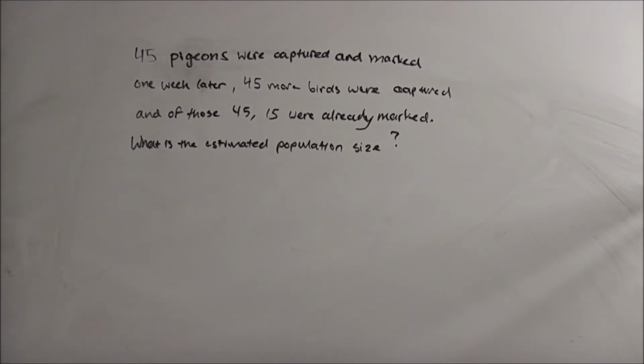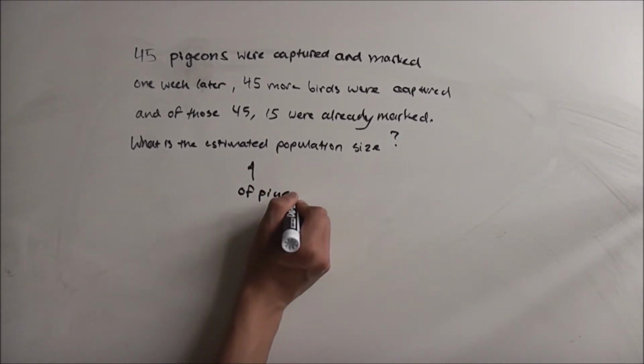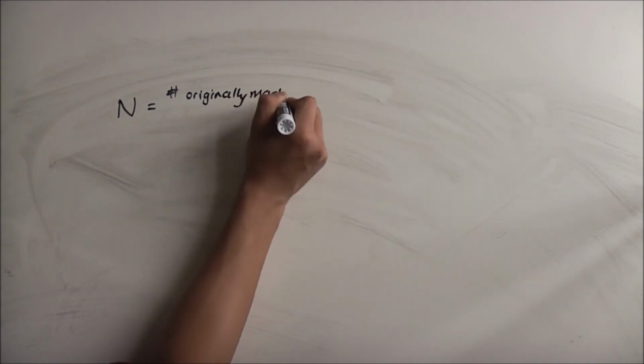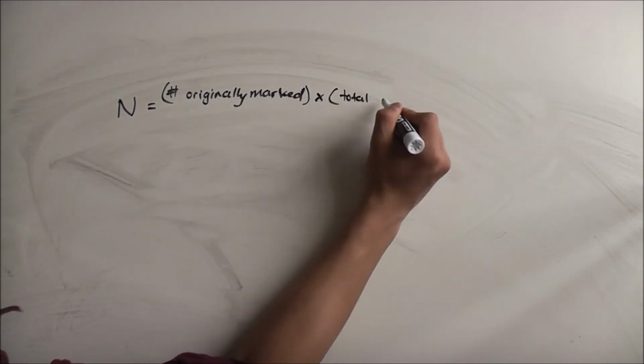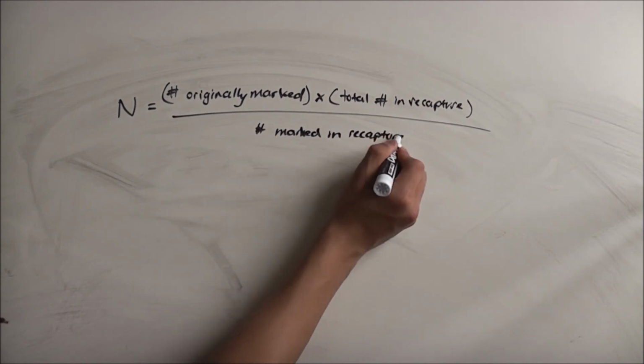So, if 45 pigeons were captured and marked, then 1 week later, 45 more pigeons were captured, and out of those 45 pigeons, 15 were already marked. What is the estimated population size of pigeons? So, how do we approach this problem? Well, we can just use our equation that we were given previously, where n is equal to the number originally marked times the total individuals in recapture divided by the marked individuals in recapture.